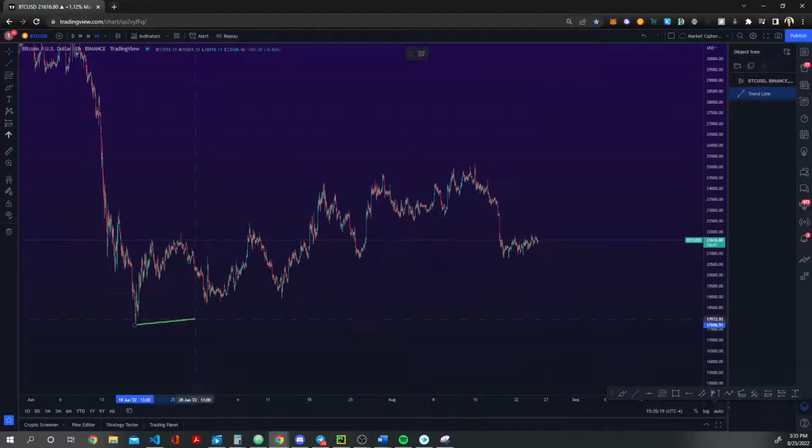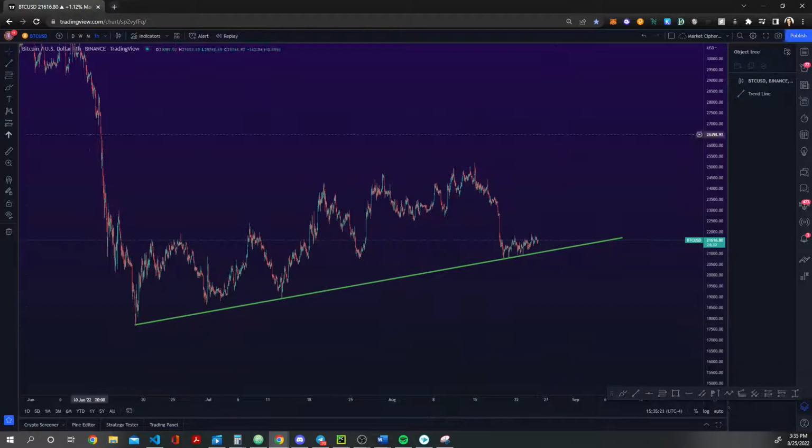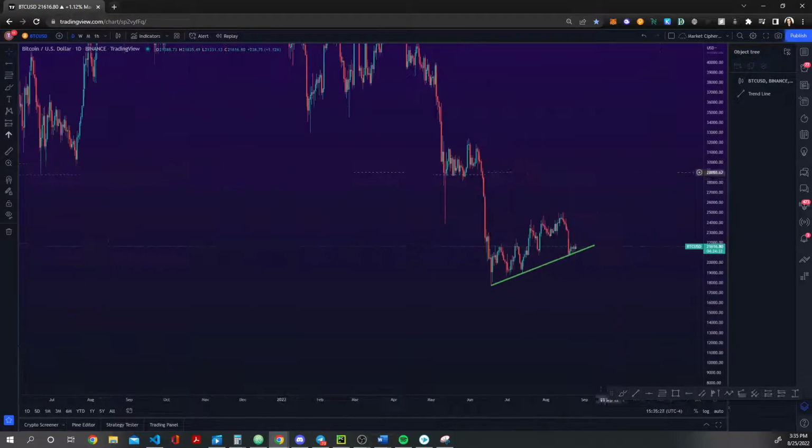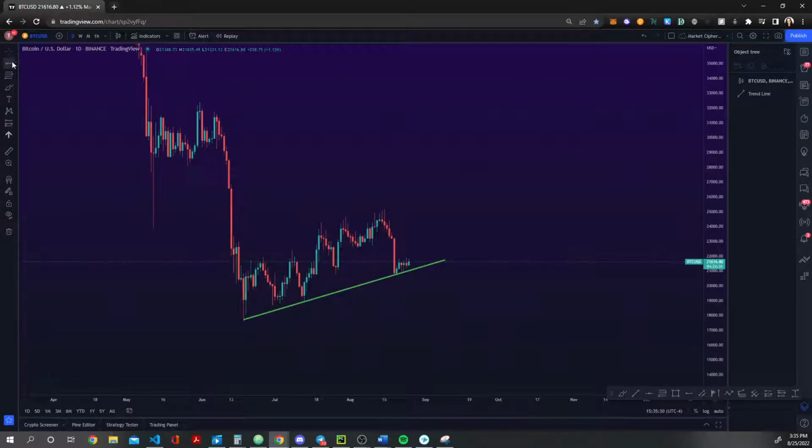Not only did we have a nice, beautiful supporting trend line, but if we look at the daily time frame, what we can see here is a pretty good support area that got created, right? So we had a breakout. We had this big red candle.